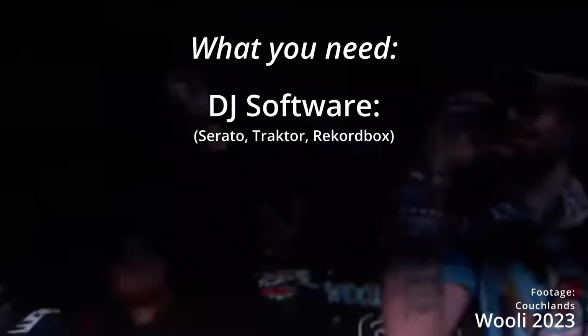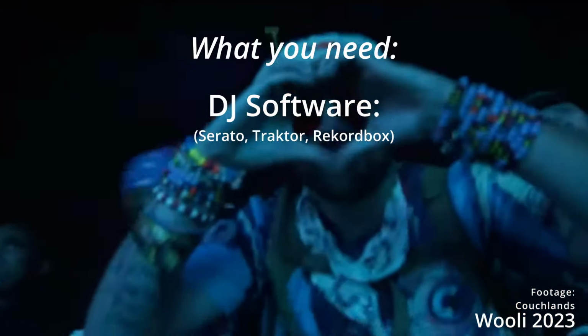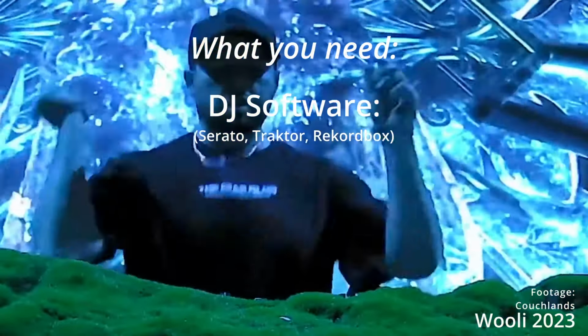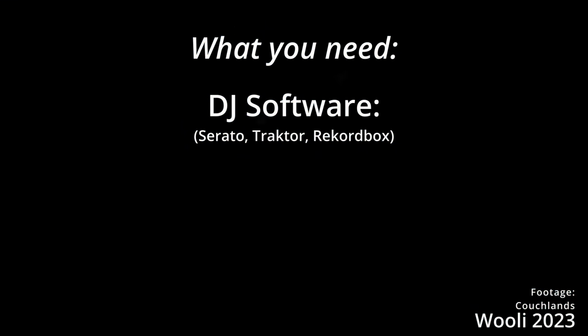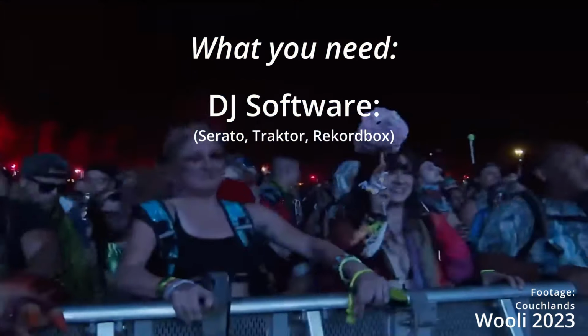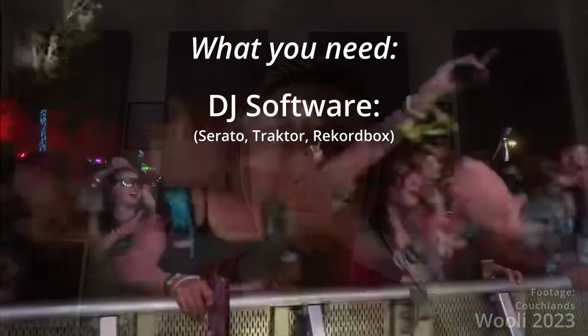What you're going to need today is your DJ software. So you're going to need Serato, Traktor, or Rekordbox. I use Rekordbox because that's what Pioneer's software is and it's most compatible with CDJs. All the other ones work just fine as well. We're pretty much just going to use it for the key of the track and the BPM. It's just easier to sort that way.